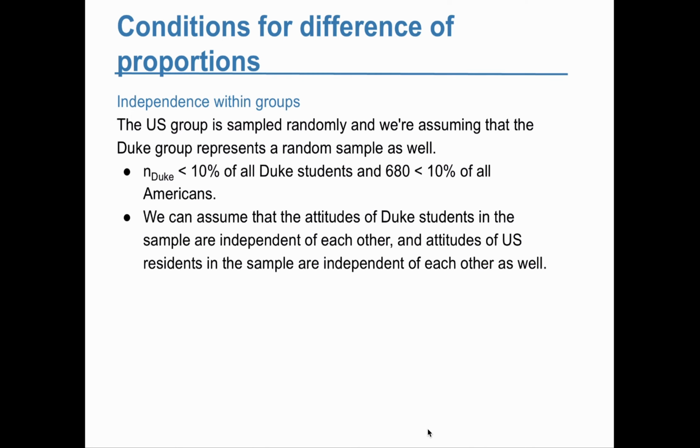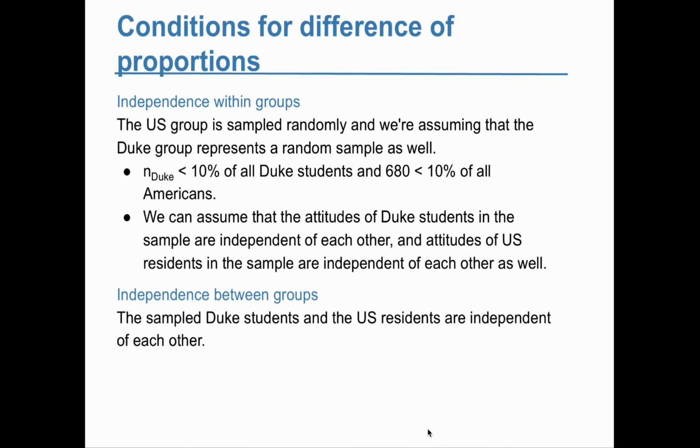We are assuming that the attitudes of Duke students are independent of each other and attitudes of U.S. residents in the sample are independent of each other. These are some big assumptions, but we have to make these assumptions in order to be able to do the math. So we just note that we're making these assumptions. We also need independence between groups. So the sample of Duke students and the U.S. residents need to be independent of each other. That seems safe to assume.